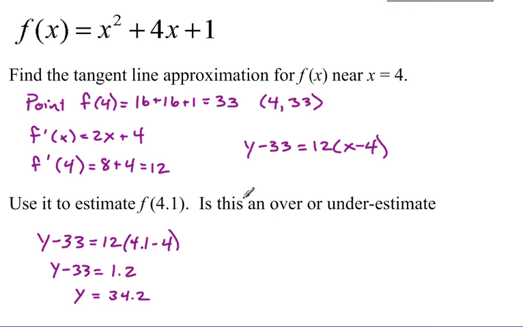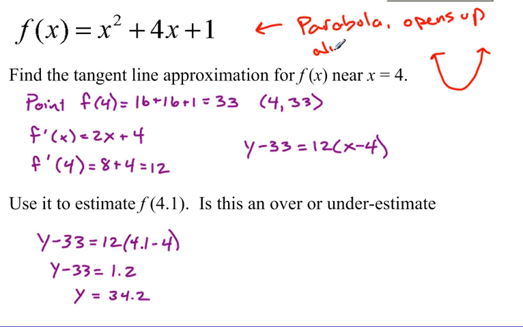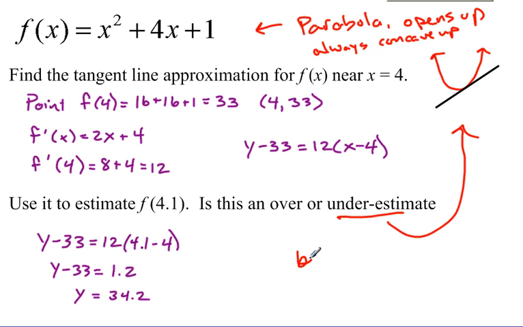Okay, last question. Is this an over or underestimate? Well, we should immediately recognize that this is a parabola. Not only is it a parabola, it opens up. And parabolas that open up are always concave up. And if you're concave up, where's your tangent line? Your tangent line is sitting down here below, and therefore this is going to be an underestimate. It's an underestimate because the curve is concave up.